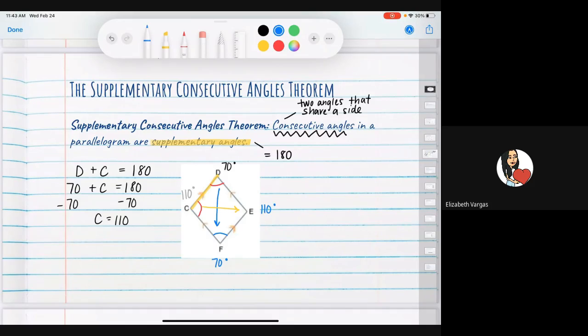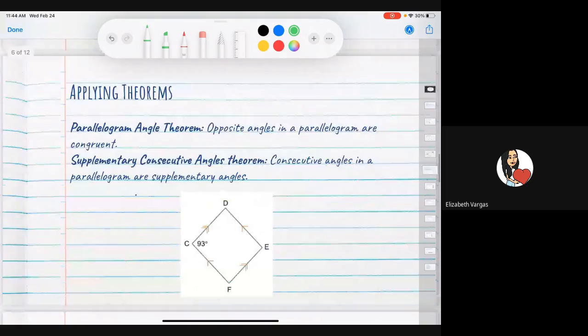That would be 110. And then if I want to see, okay, well, E and F are consecutive angles, so they must equal 180 degrees. Okay, well, if I add E and F together, they would still equal 180 degrees. And so that's how we use these two different relationships together to solve for different angle measures. And so we're going to look at an example of this.